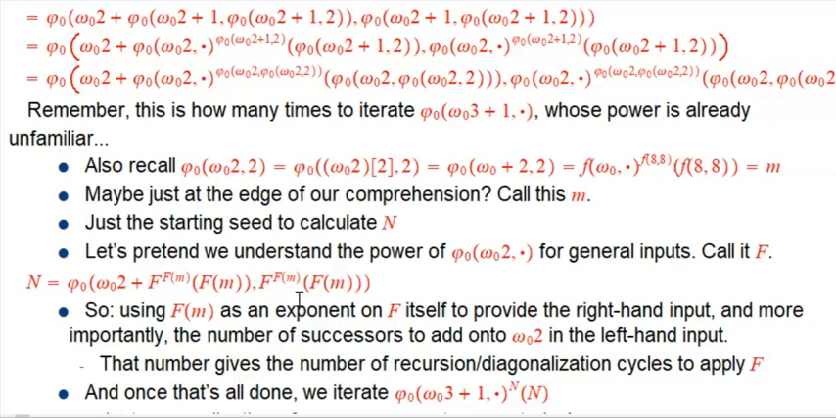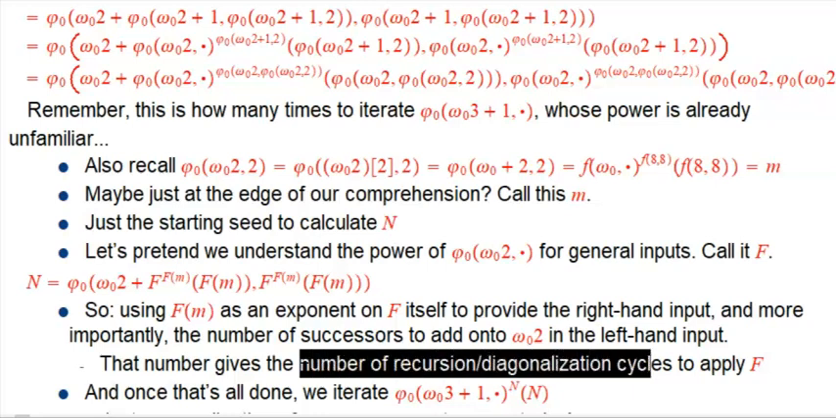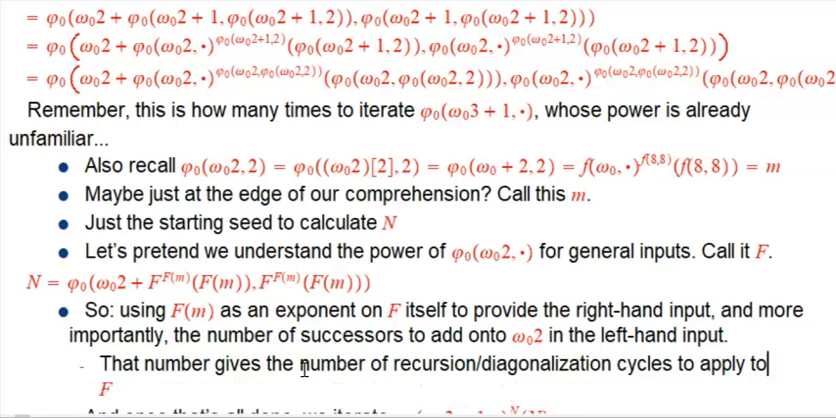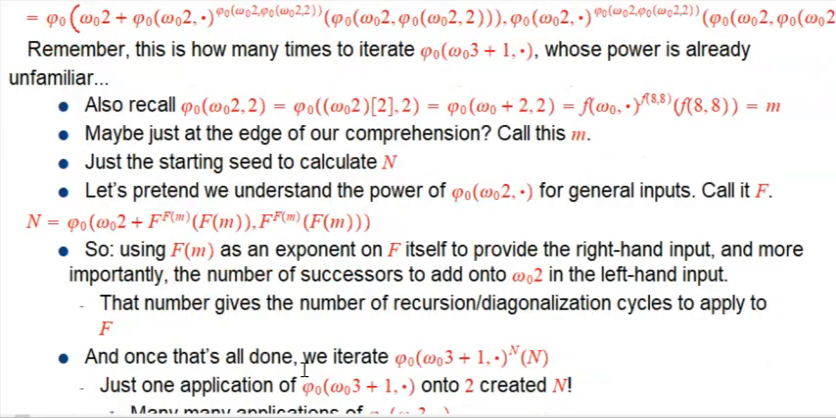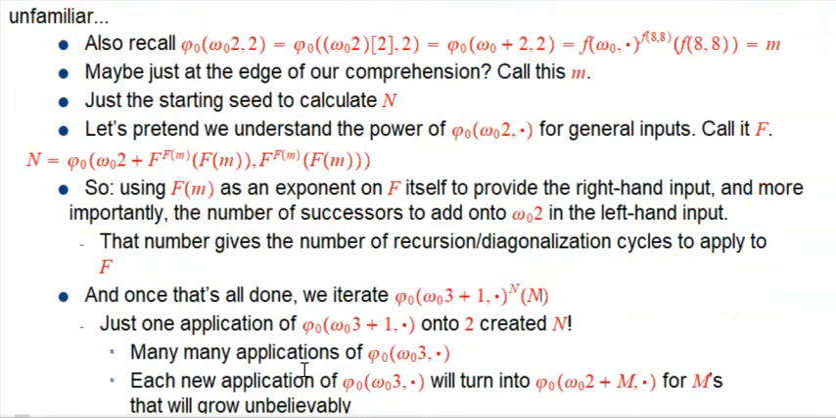And so if we think we understand this f function, then we're going to sort of pretend we understand f of omega naught 2 plus 1, and f of omega naught 2 plus 2 is going to get pretty scary big, and we're going to repeat that successor process so many times, right? And when I think about it, it's like the number of recursion diagonalization cycles to apply, and that's just this enormous number. That's just to get n, and then that's what we use to iterate this much more powerful function on its input itself. Okay, and what is that?